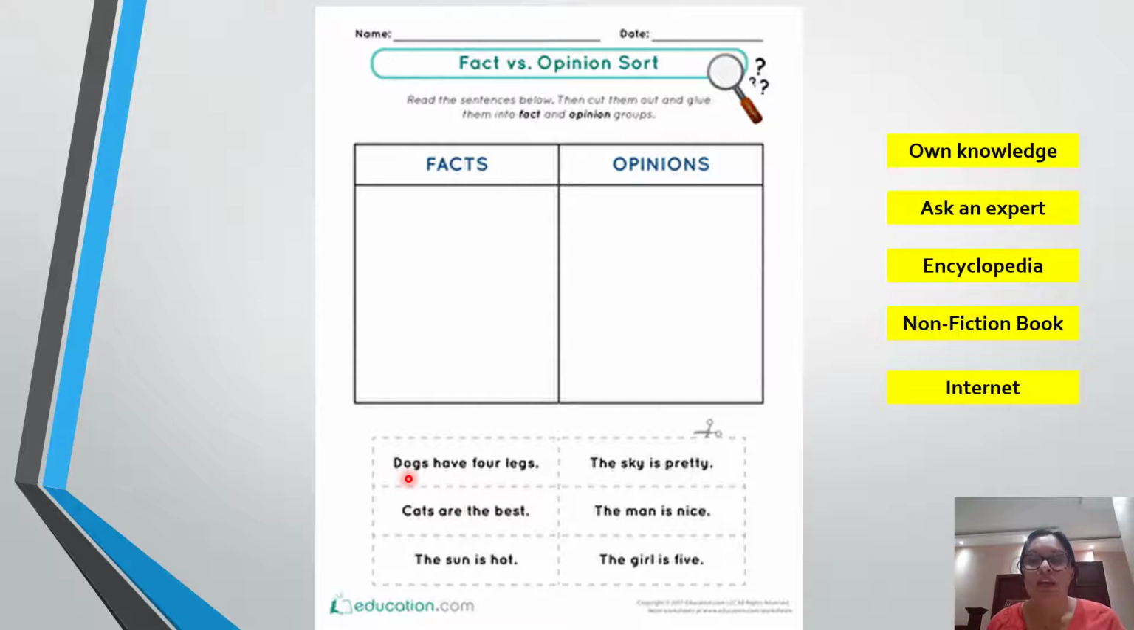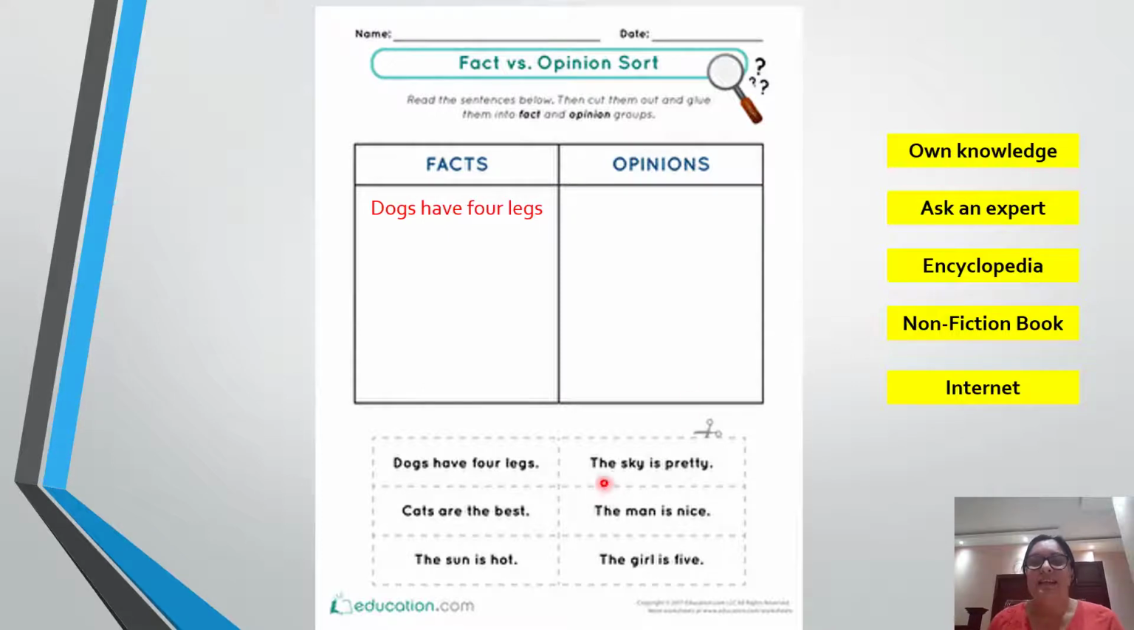So let's see. The first one says, dogs have 4 legs. Is that fact or is it opinion? Dogs have 4 legs. It's a fact because it's something true, right? It's something that you can prove also. How can you prove that this one is true or false? Do you need to go to an encyclopedia to know that dogs have 4 legs? No, right? You can go, but you can use what? Your own knowledge. You already know that dogs have 4 legs. And also you can say, okay, I'm going to see a dog in the street. You're going to count the legs. It's true. Okay, so you can use your own knowledge.